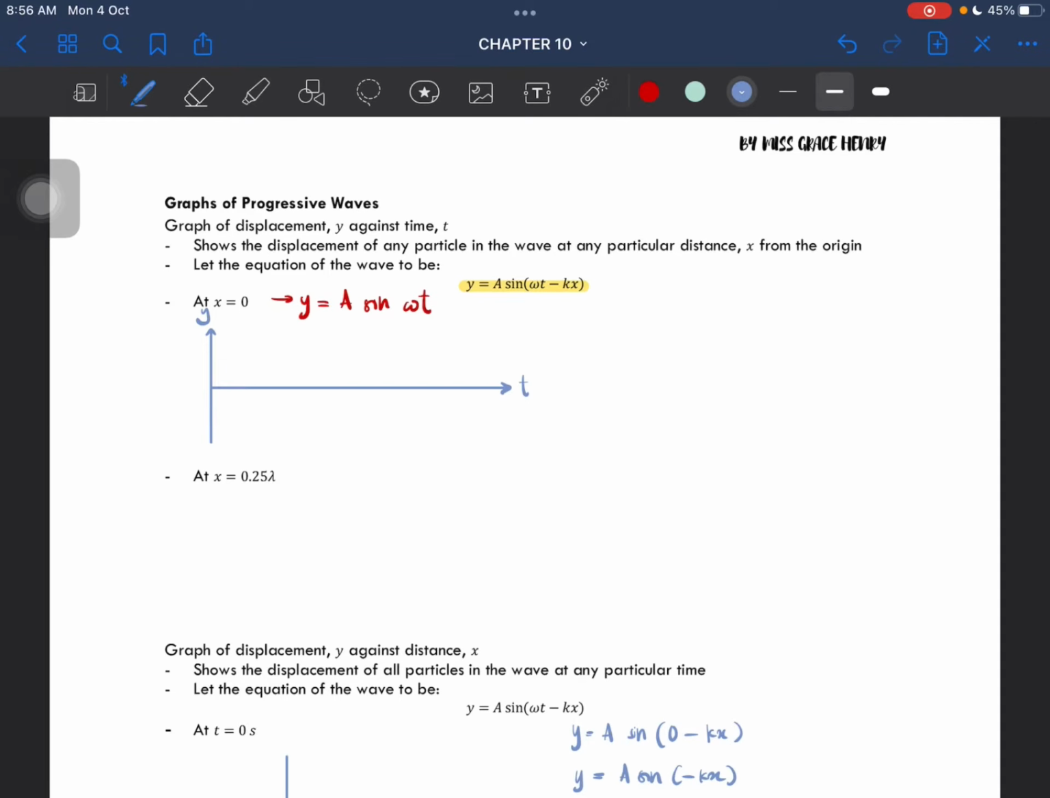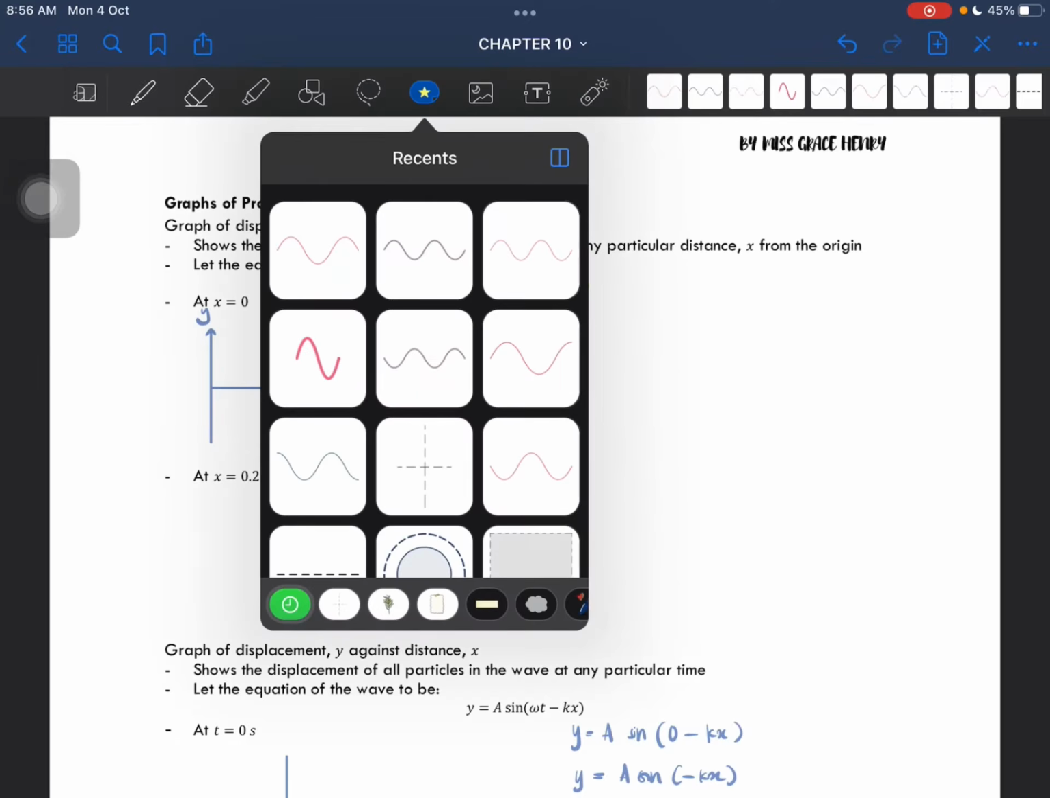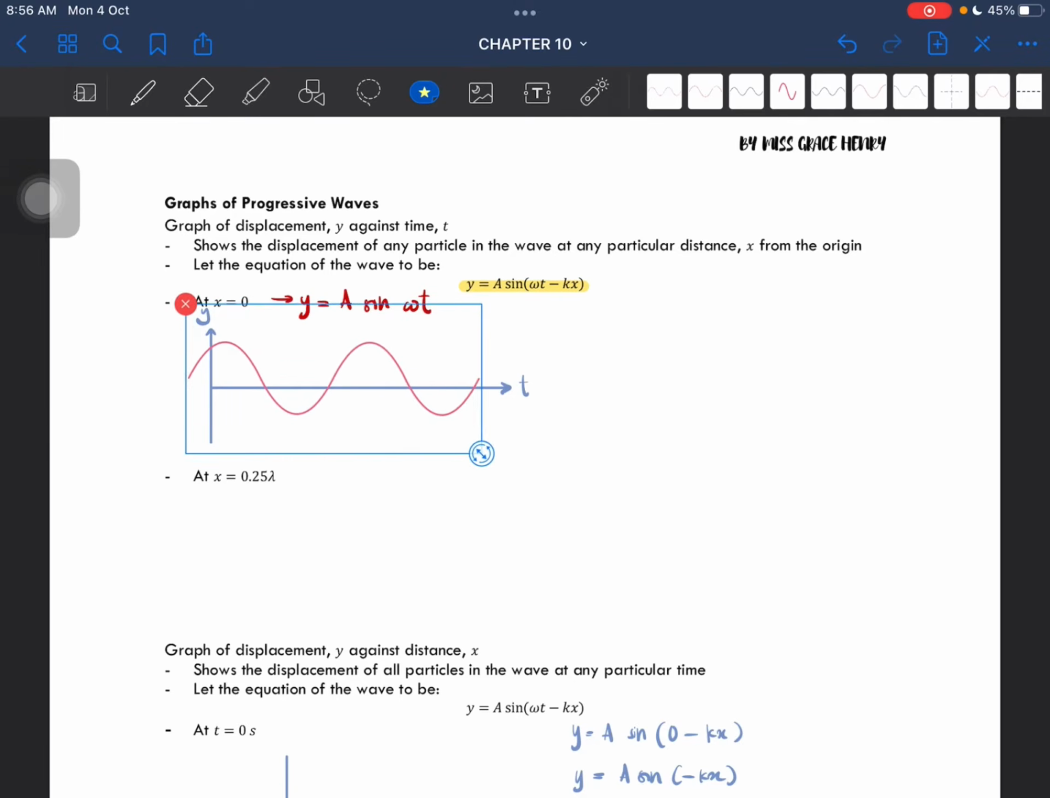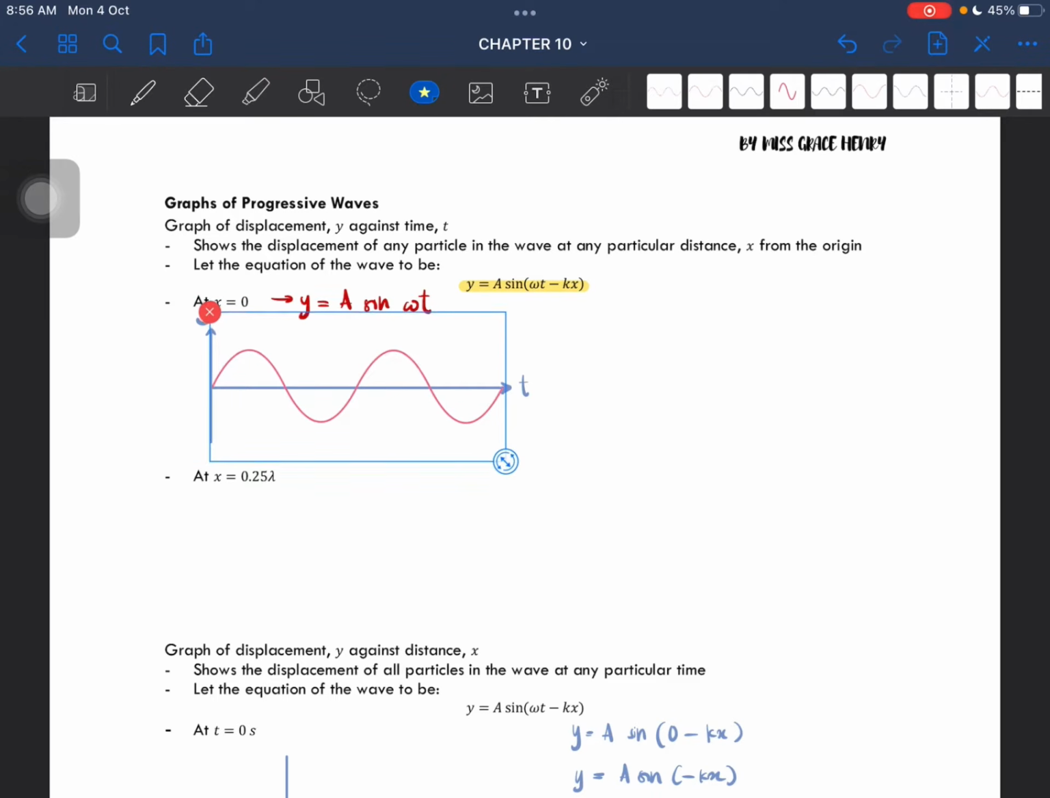Okay, so this is a sine graph, so it should be like this. So this is at x equal to 0, so the graph should be a sine graph like this.